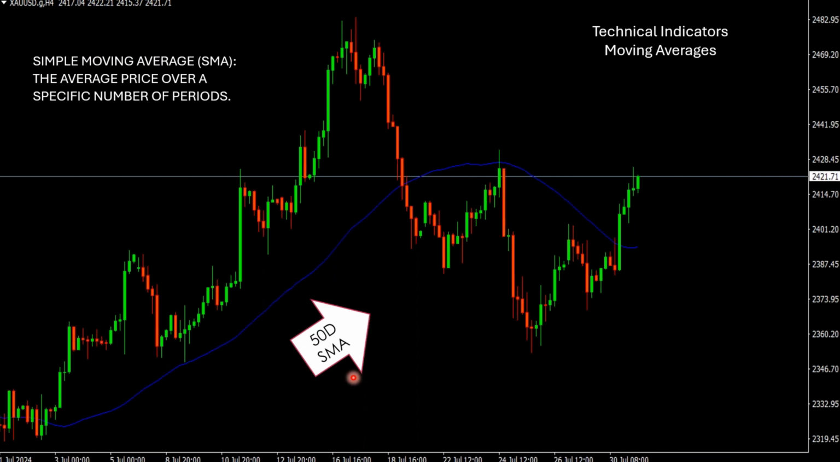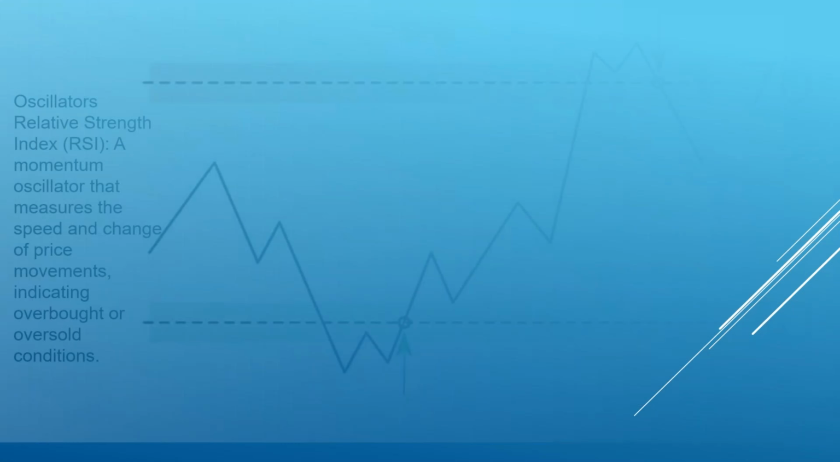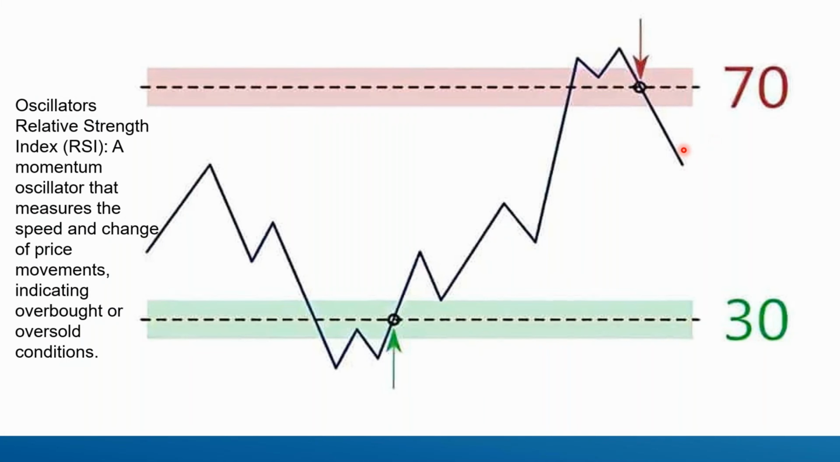For example, this is the gold 4-hour chart. So this is the 50 moving average. If this is a daily chart, this will be a 50-day. If it's a 4-hour chart, each candle is 4 hours. So this is the 50-candle moving average on the 4-hour chart. Above this, you are in an uptrend, and below this, you are in a downtrend, as you can see. So we can use this to identify the trend. We have RSI. RSI is mainly trying to find the overbought and oversold areas.